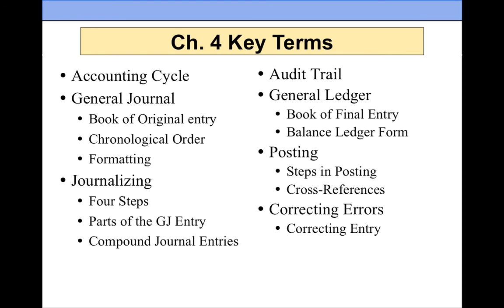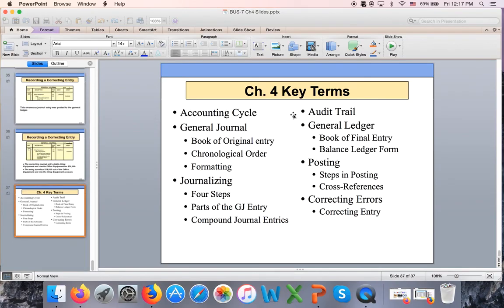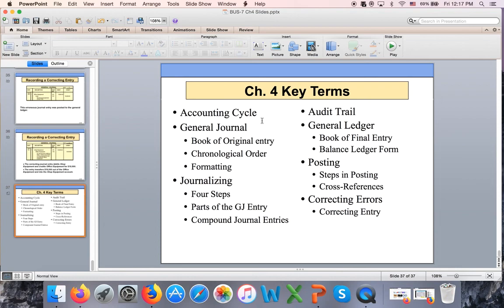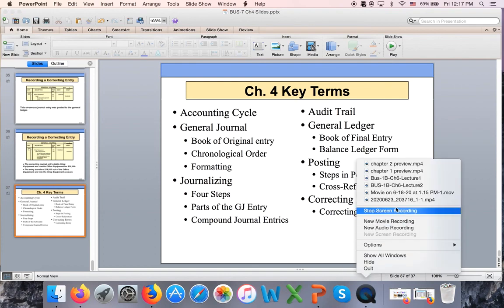Okay, and this concludes chapter 4. These are the key terms that we studied. Again, we looked at steps 2 and 3 of the accounting cycle. I defined 2 sets of books, the journal and the ledger. And guys, we learned how to journalize or record transactions in the journal. We also talked about the compound entries. And then we looked at how to post from the journal to the ledger. The last thing we did, we learned how to record a correcting entry. Have fun studying.